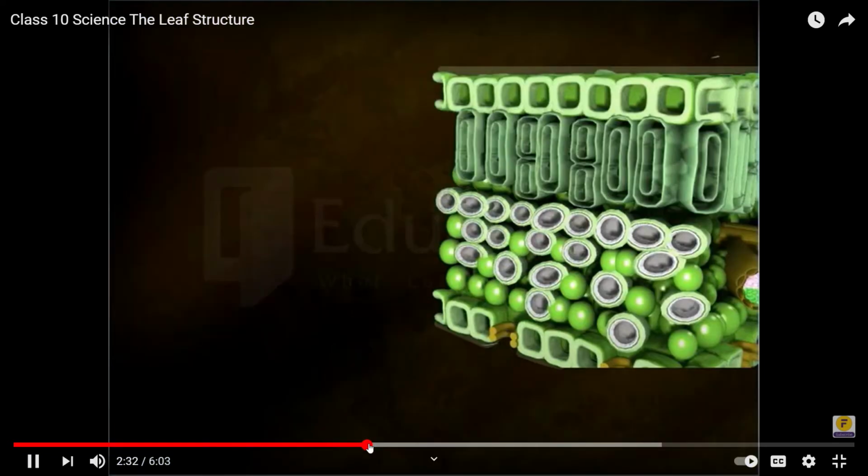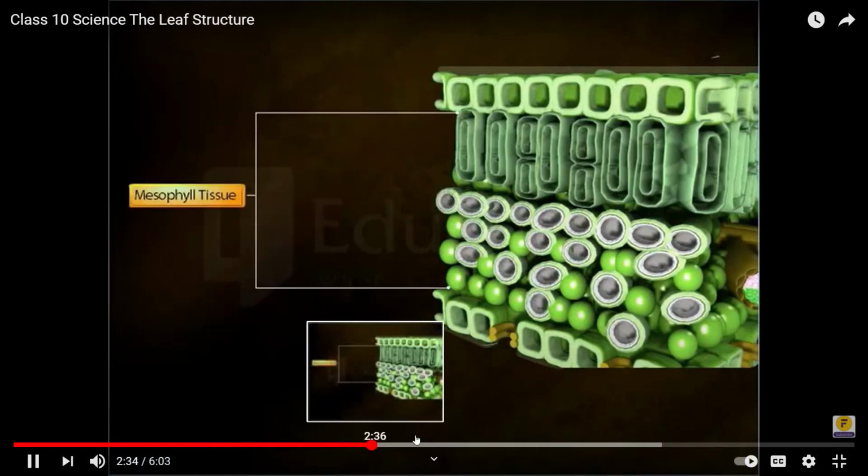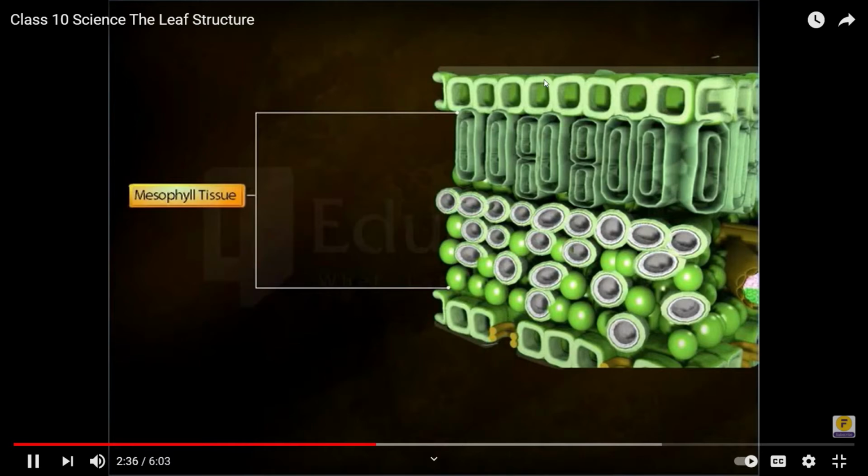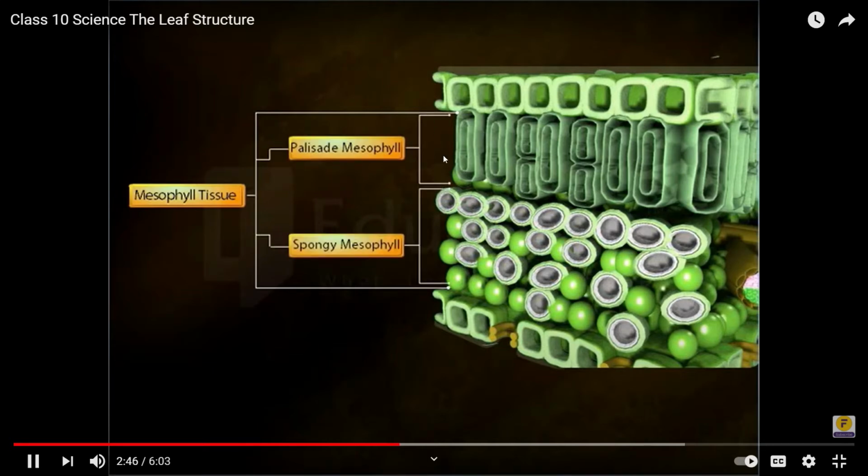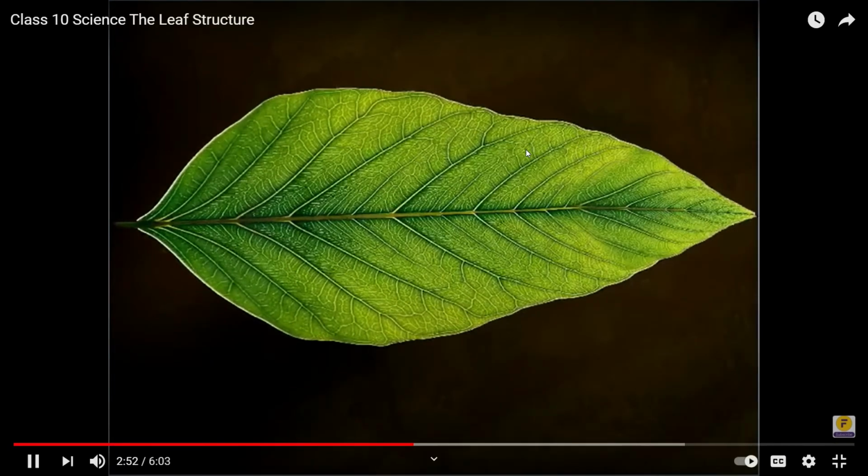So this one I already explained. The mesophyll tissue is the internal part of the leaf between the two epidermis layers, where the process of photosynthesis takes place. This is called the mesophyll tissue. It consists of two layers, the palisade mesophyll, which is the upper layer, and the spongy mesophyll, which is the lower layer. Let's learn about the palisade mesophyll first, which contains the chloroplast.